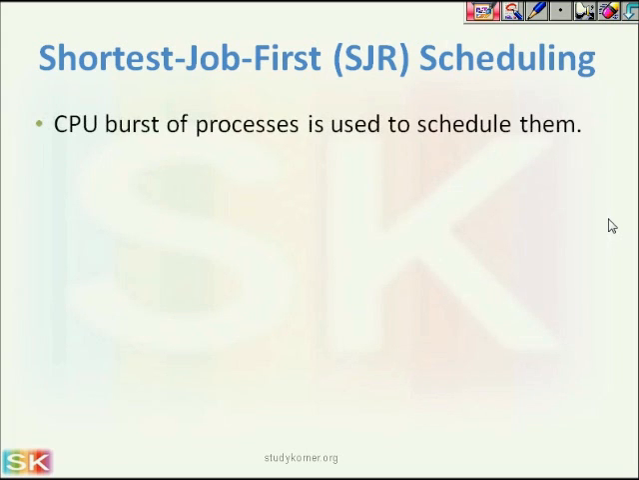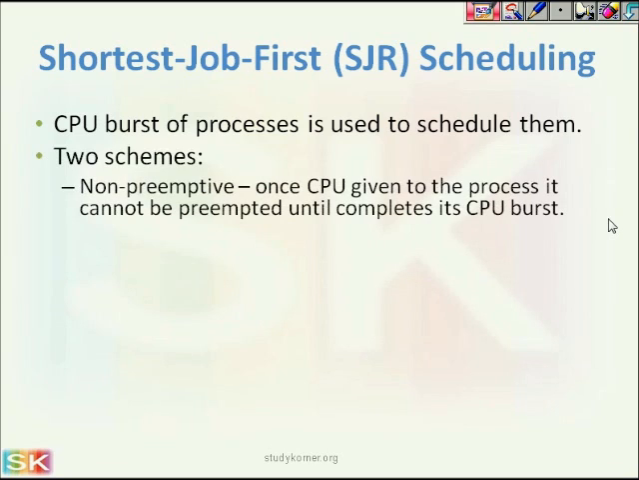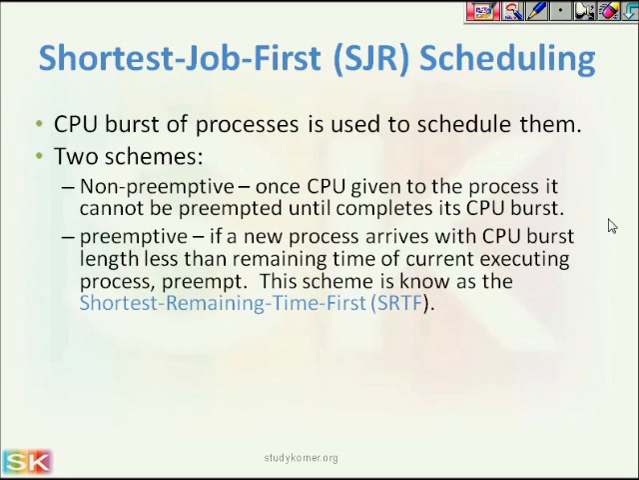So the CPU burst of processes is used to schedule them. Two schemes are there. One is non-preemptive. Once the CPU is given to a process, it cannot be preempted until it completes its CPU burst. So a process which is in the running state cannot be preempted by another process while its execution is going on, right?